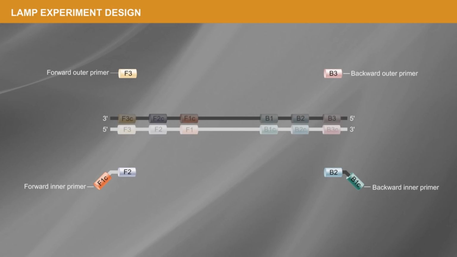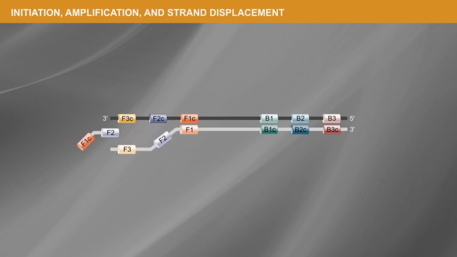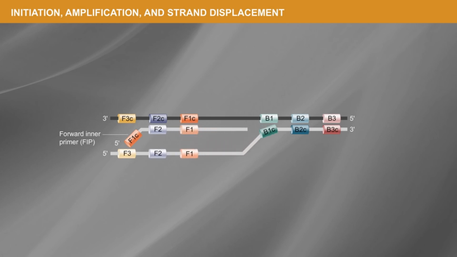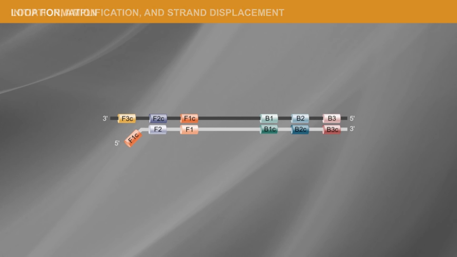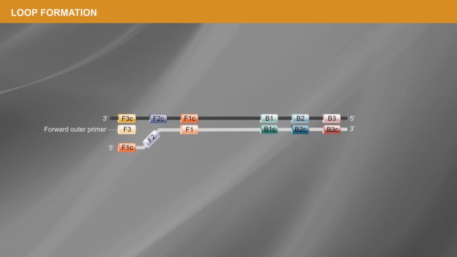When designing a LAMP experiment, 4 to 6 primers are required, specific to identified regions of target DNA or RNA sequence. Amplification initiates from strand invasion by one of the inner primers, and a strand-displacing DNA polymerase extends the primer and separates the target DNA duplex. The first product is then displaced by synthesis, initiating from an outer primer which anneals to an upstream target region.